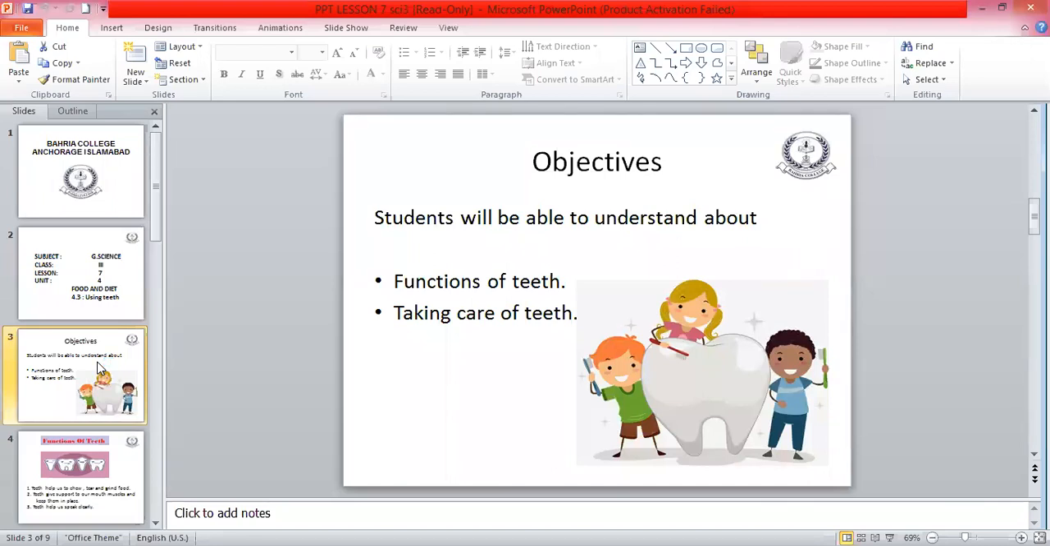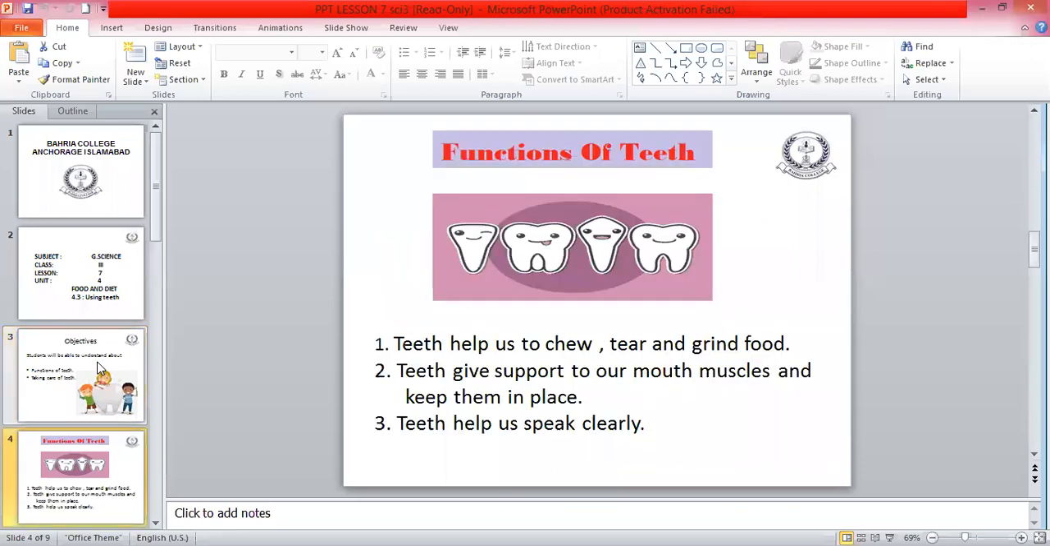So inshallah, by the end of the lesson, you'll be able to know what the different functions are that our teeth perform, and what the different methods are that we can adopt to take care of our teeth. Okay, so let's begin with functions of teeth.